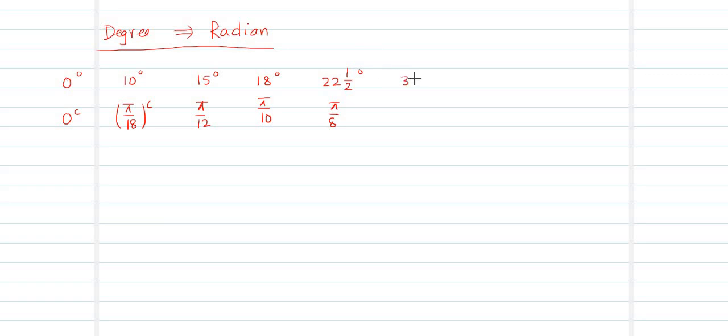If it is 30 degree, pi by 6. If it is 36 degree, pi by 5. If it is 45 degree, pi by 4. If it is 60 degree, pi by 3. If it is 75 degree, 5 pi by 12. If it is 90 degree, pi by 2.